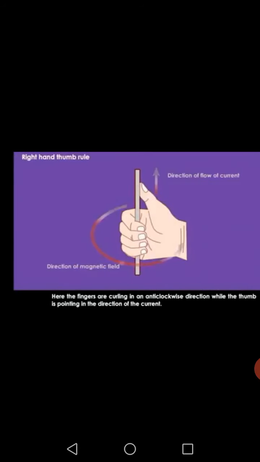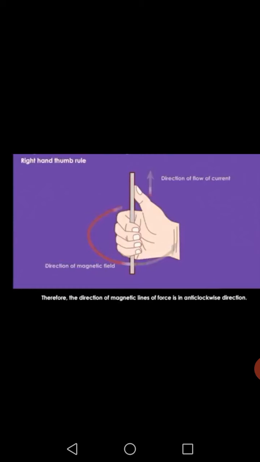Here the fingers are curling in an anti-clockwise direction. See here, the direction of this curl of fingers is anti-clockwise, while the thumb is pointing in the direction of the current. The direction of the thumb denotes the direction of current here. Therefore, the direction of magnetic lines of force is anti-clockwise.